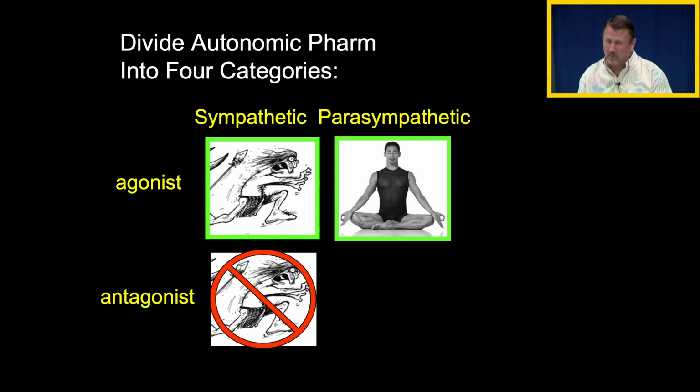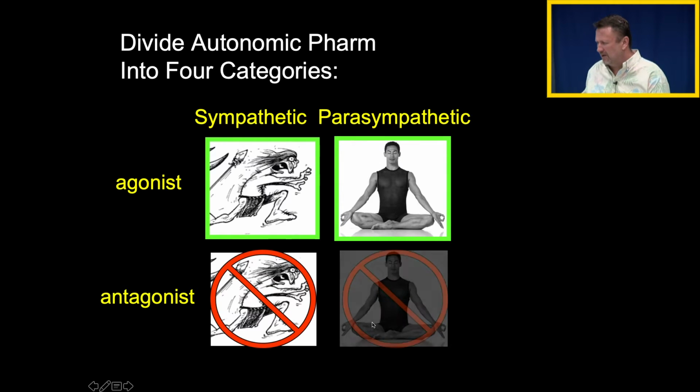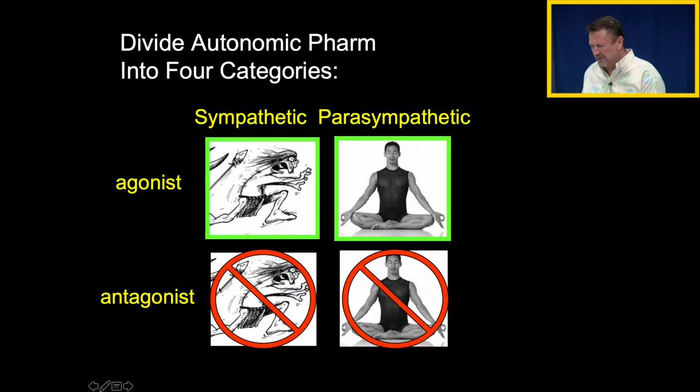We'll have sympathetic blockers, sympathetic antagonists, and they'll be denoted by the red blocking sign on top of the icon. And then there's drugs that block the parasympathetic nervous system response as well. So again, we've got our 4 categories: drugs that increase the sympathetic nervous system response, drugs that increase the parasympathetic nervous response, drugs that block the sympathetic response, and drugs that block the parasympathetic response. There's only 4 categories, and it's just 2 by 2: increase, decrease, sympathetic, parasympathetic.